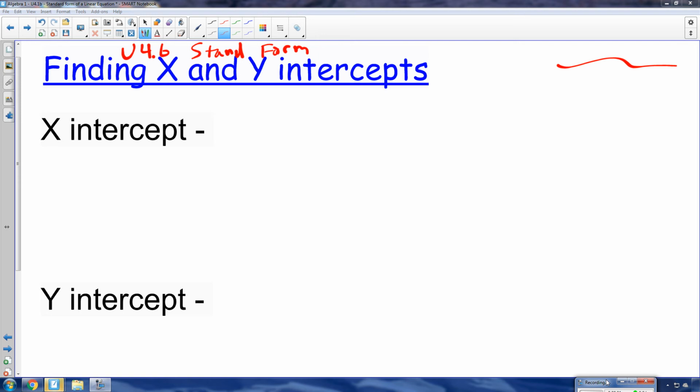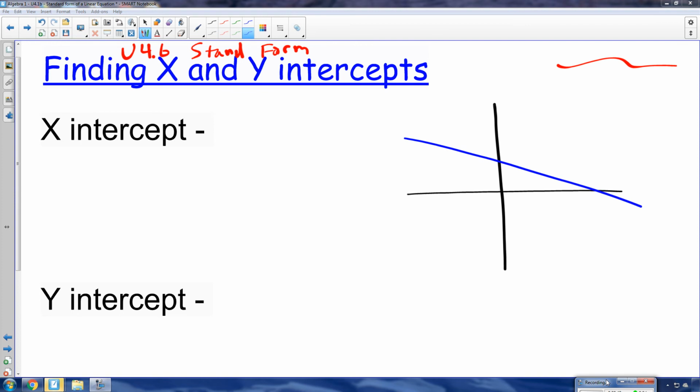So X and Y intercepts. Well, if you think about X and Y intercepts, it's pretty straightforward, okay? Let's look at a graph for a moment and just try to figure out what's going on with the X and Y intercepts of this line. So intercepts are where a graph crosses. It's kind of like where it intersects.